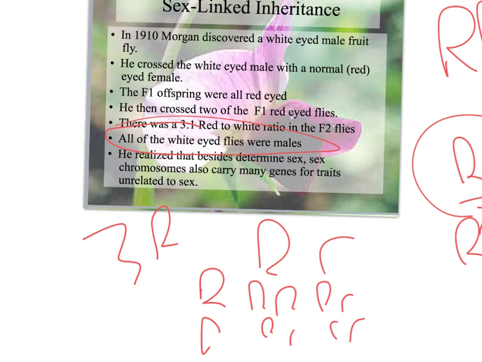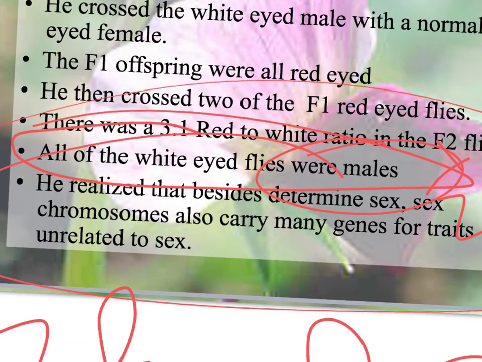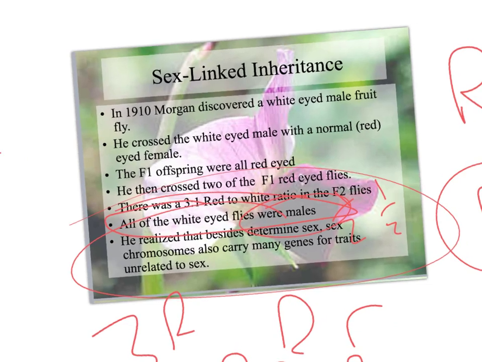Now, based on Mendel, these two traits were unrelated to each other. You'd expect half of the white eyes to be male and half to be female, but they were all male. And so that goes away from our typical Mendelian genetic expectation, and so there has to be something else at work here. And what he realized is this important line down here, that besides just determining sex, the X and the Y chromosome do have other traits and other genes on there. And in this case, for fruit flies, eye color was one example of that.